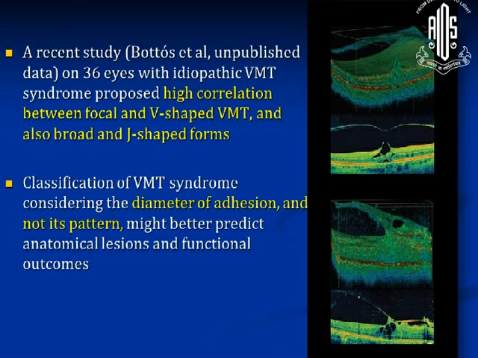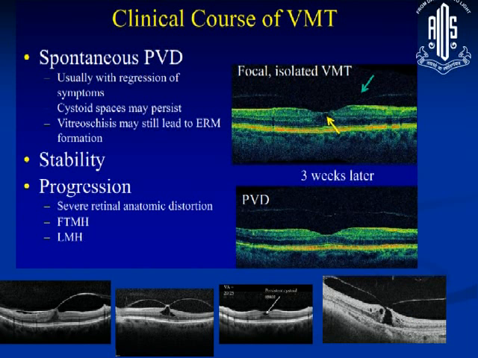The second thing is, classification of VMT by considering the diameter of adhesion and not its pattern might better predict. So the diameter of vitreomacular adhesion or VMT is more critical in assessing the prognosis than its pattern, V or J shape, but definitely the V and J pattern also contributes to this. Of course, we can follow up the clinical course, whether it results in a complete resolution physiologically or progresses to the formation of a macular hole, lamellar or full thickness.